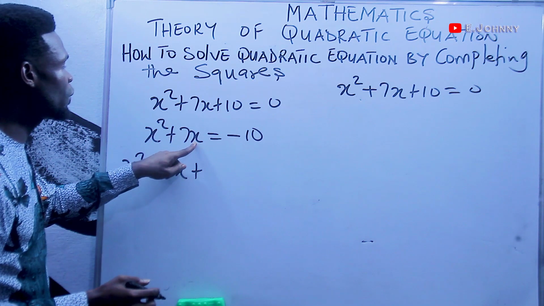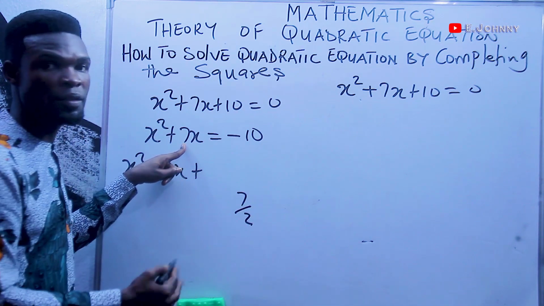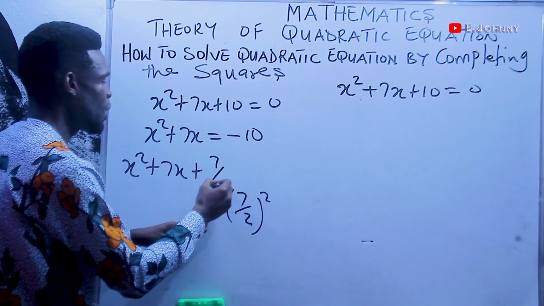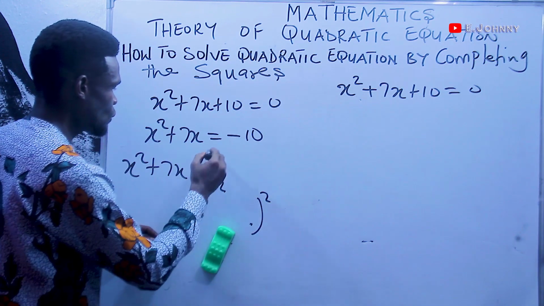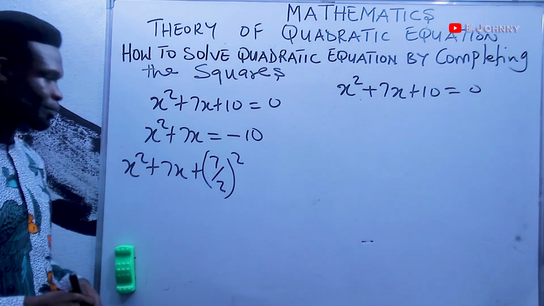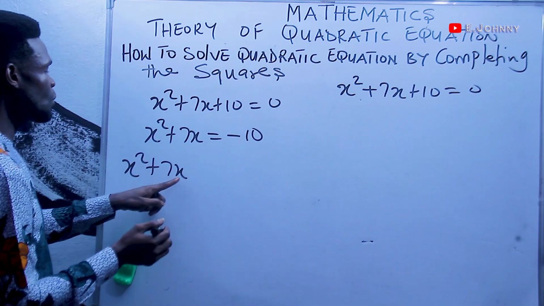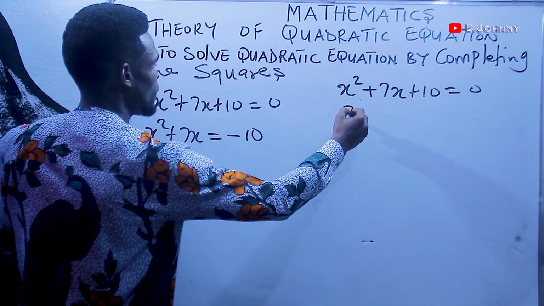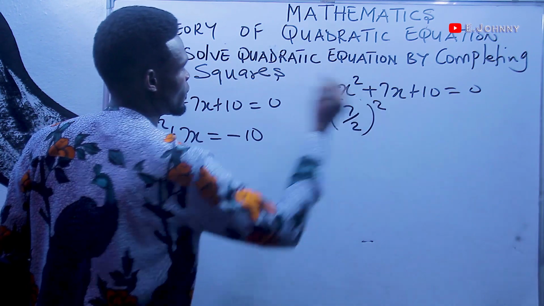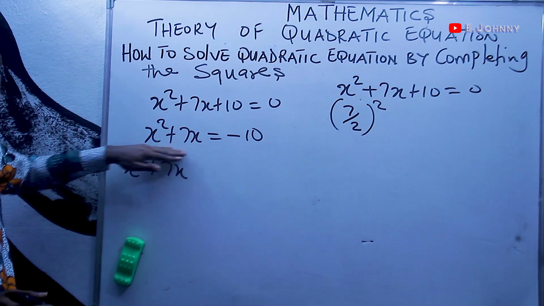Step 1, what's the coefficient of x? 7. Step 2, divide by 2. Step 3, square it, raise it to power 2. So that means 7 over 2 raised to power 2 must be added to make it a perfect square. The coefficient of x is 7. Step 2, divide by 2, that's half of it. Step 3, square it. So 7 over 2 squared must be added to the left hand side to make it a perfect square.